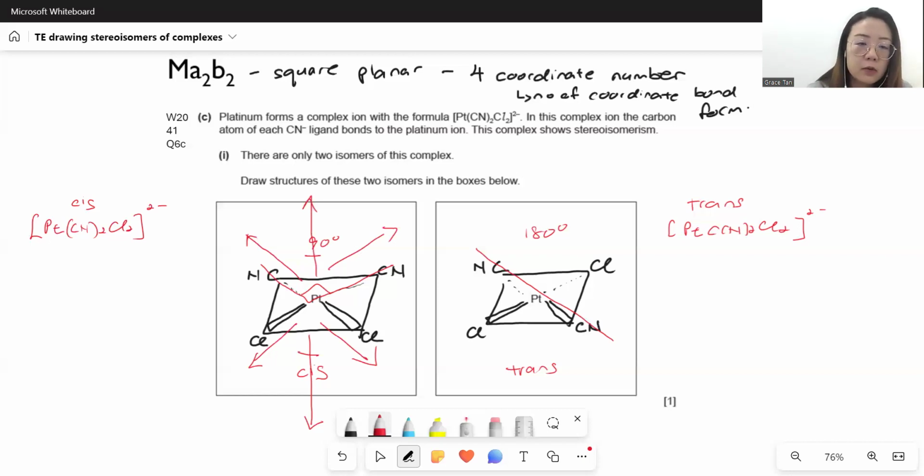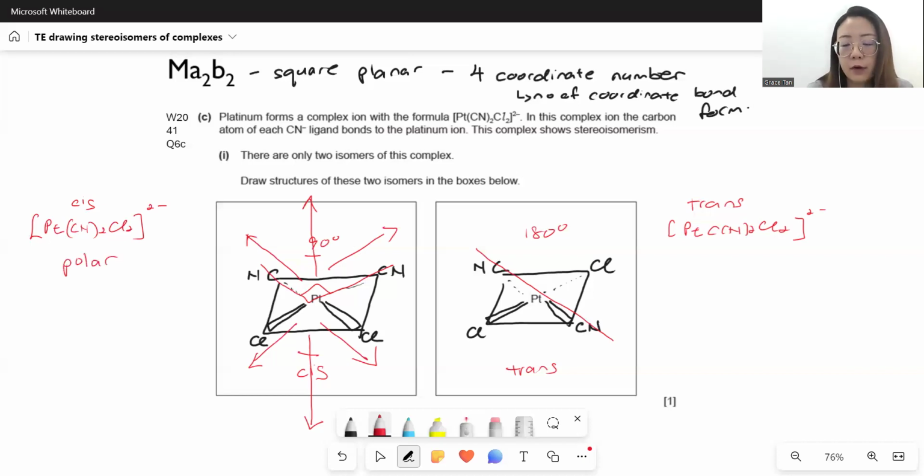But the question now is, we do not know whether in net total, would the top dipole be stronger than the bottom dipole? Nevertheless, we know it's towards upward or downward. So therefore, this is a polar molecule.